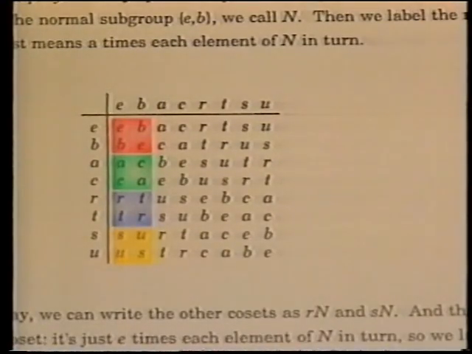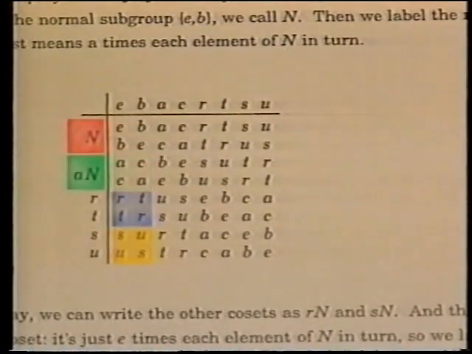To simplify the table, I'm going to relabel the row headings in terms of cosets. The normal subgroup EB I'll call N. Then I'll label the next coset AN. That just means A times each element of N in turn. In the same way, I'll write the other cosets as RN and SN. And the subgroup itself is a coset. It's just E times each element of N in turn, so I'll call it EN.